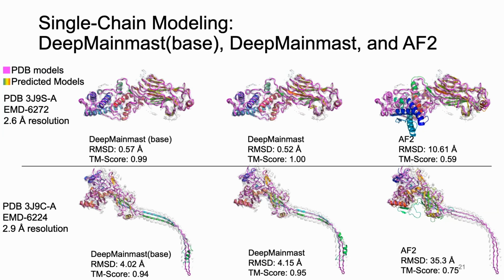This is another example. So it's a relatively difficult structure. It has a long beta strand structure. Then AlphaFold2 gives very different structures. But DeepMainmast can give the accurate structure because it's based on the density map and the DAQ score, always checking the DAQ scores to achieve a better DAQ score.